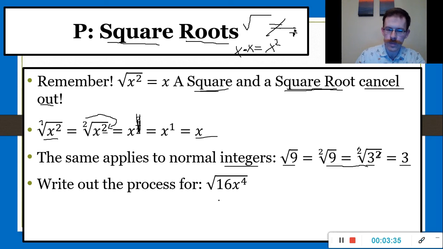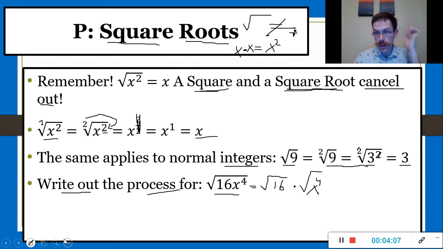Now, I'm going to write out the process for the square root of 16 times x squared to the 4th. I apologize, a yawn attack just there. Now, when this happens, I can take care of these individually, and you can do that with most square roots. I can write this out as the square root of 16 times the square root of x to the 4th.